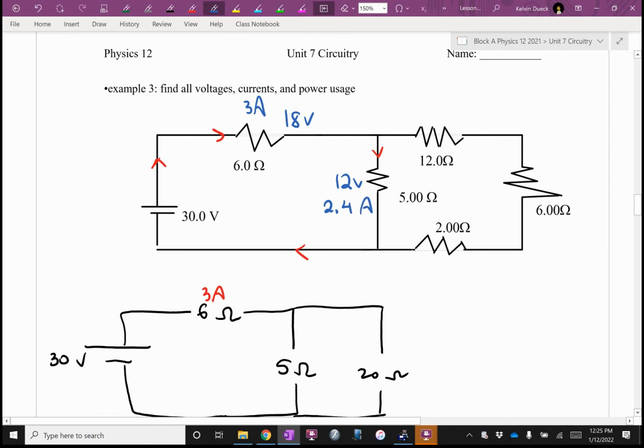How many amps must have gone this way then? Don't use your calculator. 3 amps, 2.4 amps. How many amps must have gone this way then in your head, please, for the love of God? How many amps going through here? How many amps going through here?